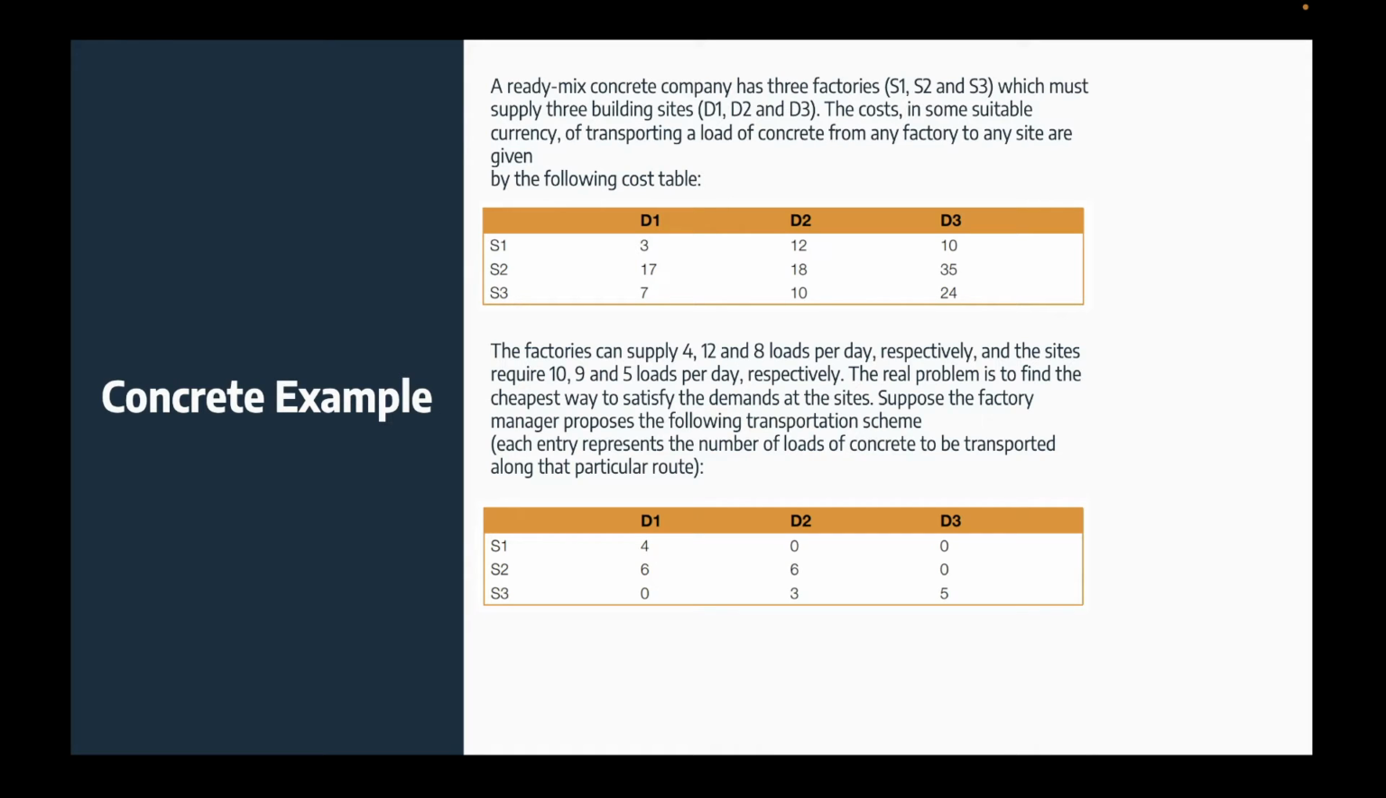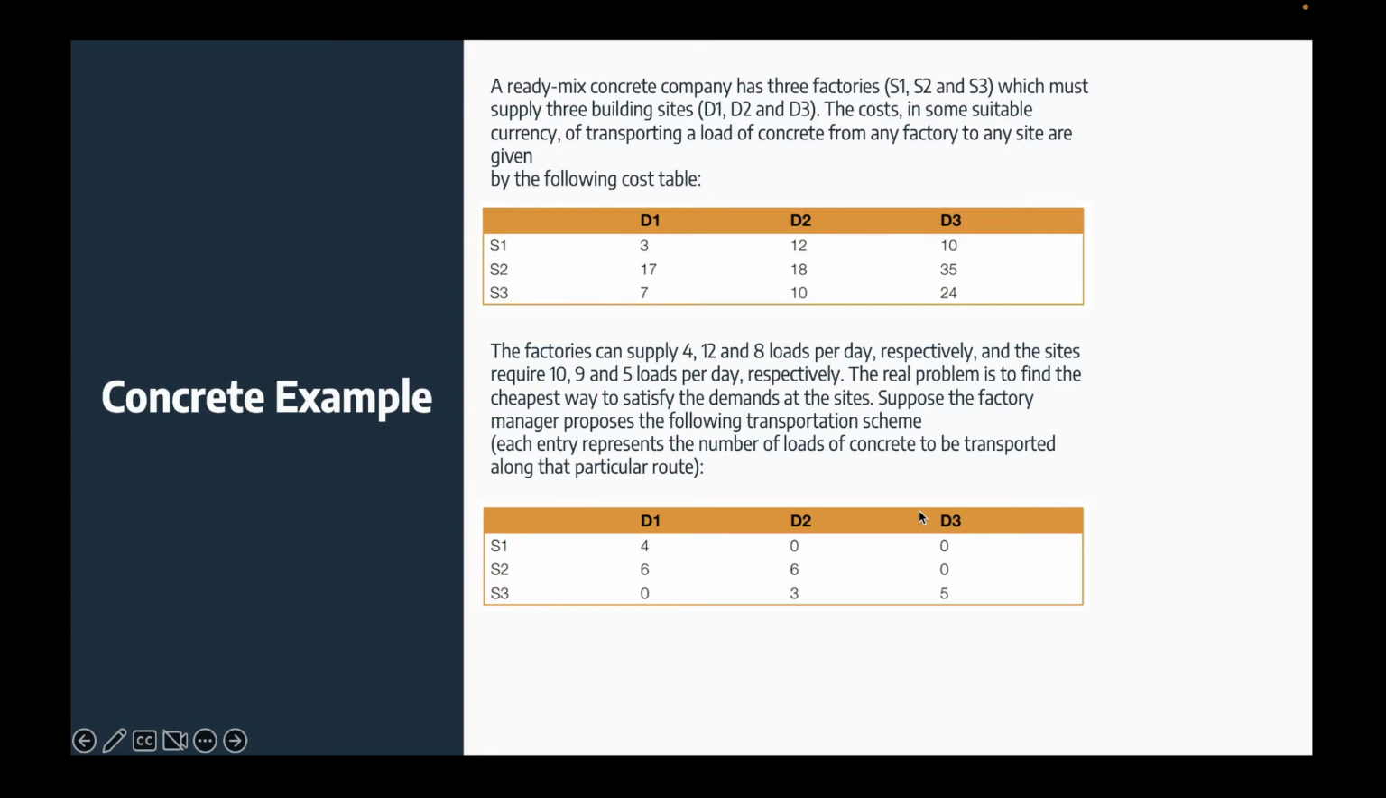Now the factories can supply 4, 12, and 8 loads per day, respectively, and the sites require 10, 9, and 5 loads per day. Now the problem is to find the cheapest way to satisfy the demand at the sites, and we assume that the factory manager proposes the following transportation scheme as we see here, with S1, S2, and S3, and D1, D2, and D3.